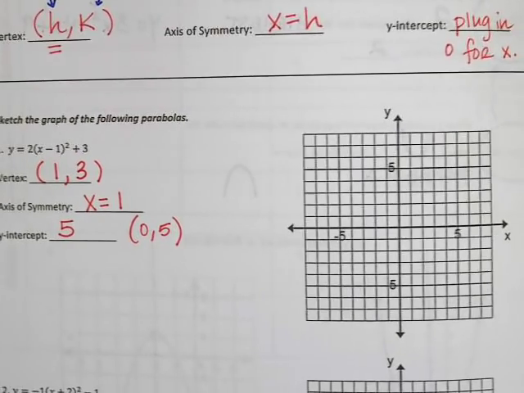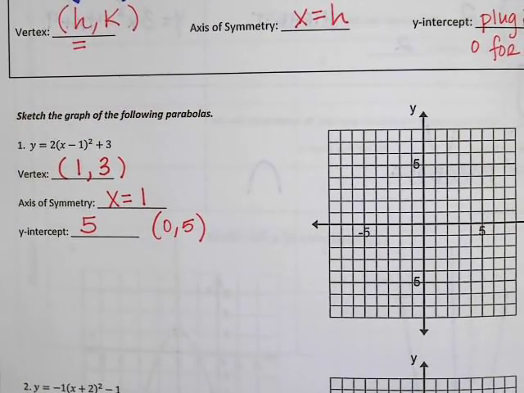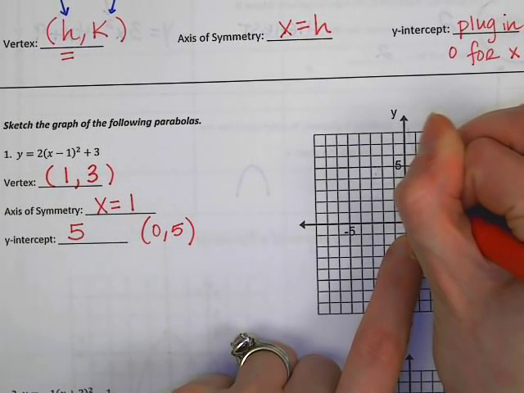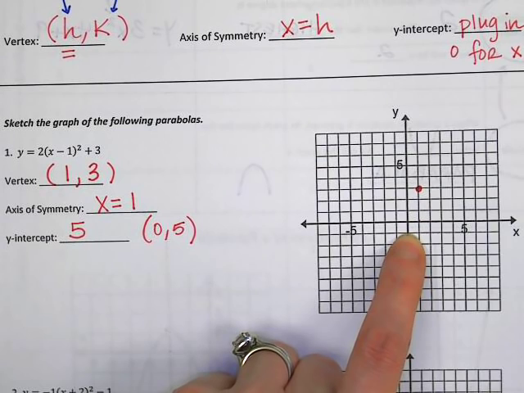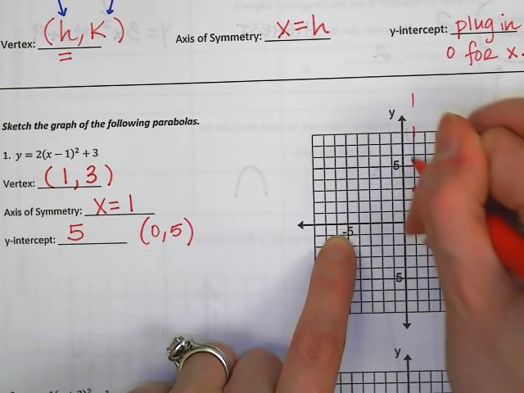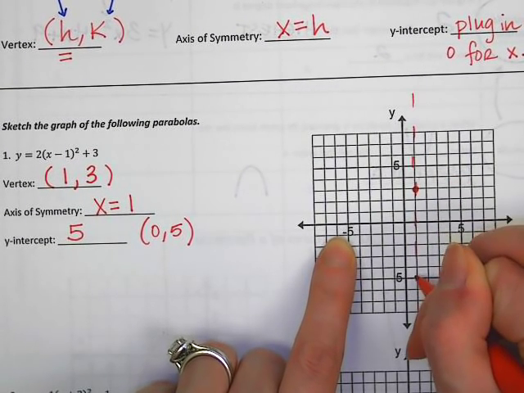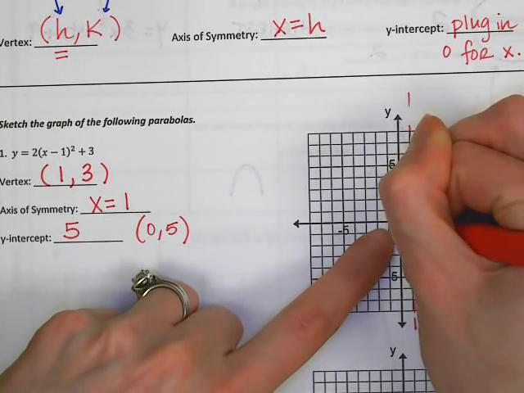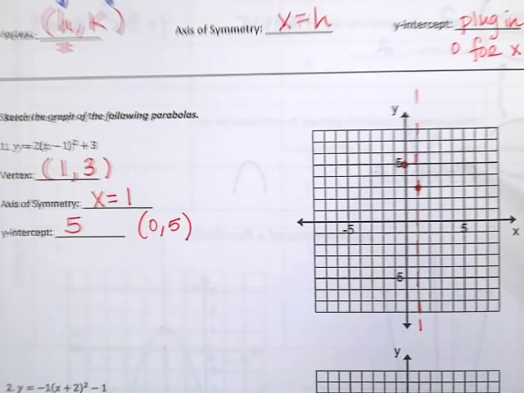All right, now let's sketch a graph. So the vertex is at (1, 3). The line of symmetry is an imaginary vertical line that goes through that point. The y-intercept is at (0, 5).